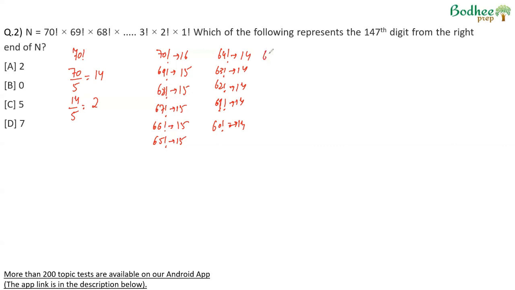Then, if you look at 59 factorial, this will be 1 less than 14, that is 13 zeros. 58 factorial, again 13 zeros. 57 factorial, again 13 zeros. 56 factorial, again 13 zeros. 55 factorial, again 13 zeros.